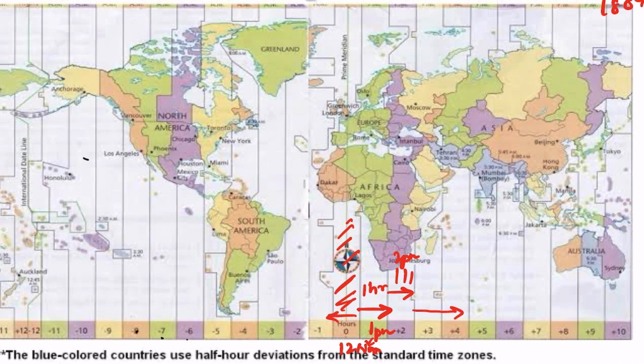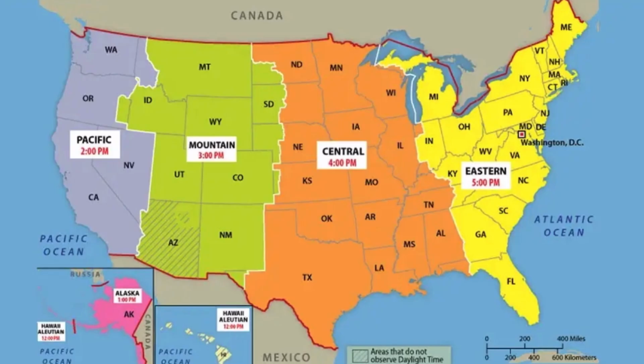That is why when in New York it's 9 am, in Los Angeles it's still 6 am, because as you can see, USA is a vast country and it has a number of time zones. Let me show you here. So USA has a total of 6 time zones.